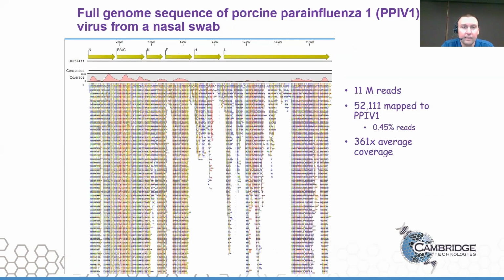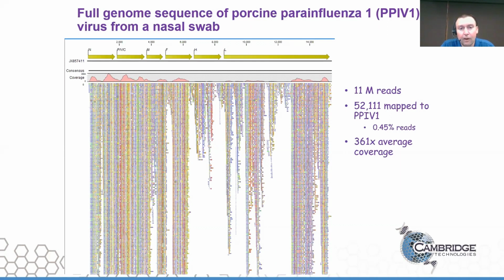This slide here is just an example of one of the emerging viruses we were working on when I was at K-State. This sample came in from pigs with respiratory disease, and when we did the de novo assembly and BLAST, we found this porcine parainfluenza virus. We then downloaded a reference genome. That's what's shown in the little yellow arrows there, the reference parainfluenza virus genome.